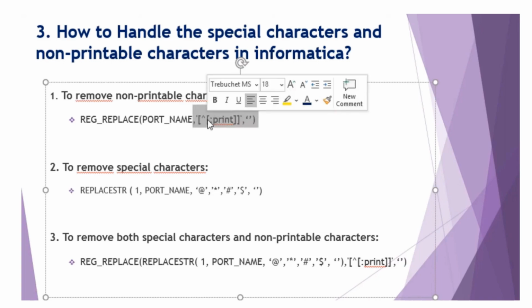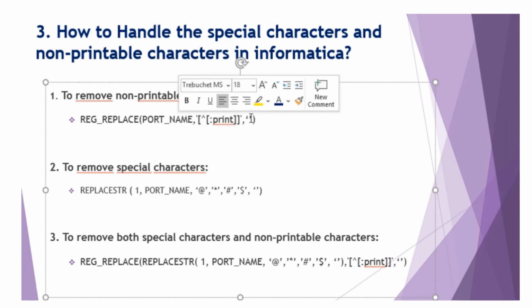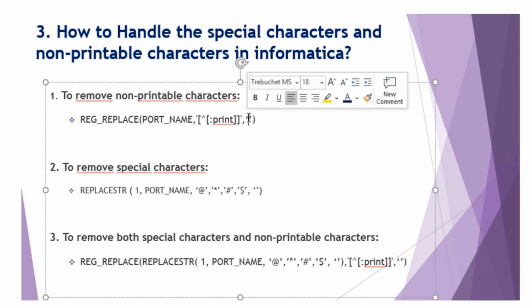Like this we have to pass the second attribute so that it will identify the non-printable characters in whichever column we are passing. If we find these non-printable characters, then it just replaces them with the empty string. Here I'm just passing quotes, nothing inside. If you want to replace with any other characters, then you can pass them here in the third attribute, in these quotes.